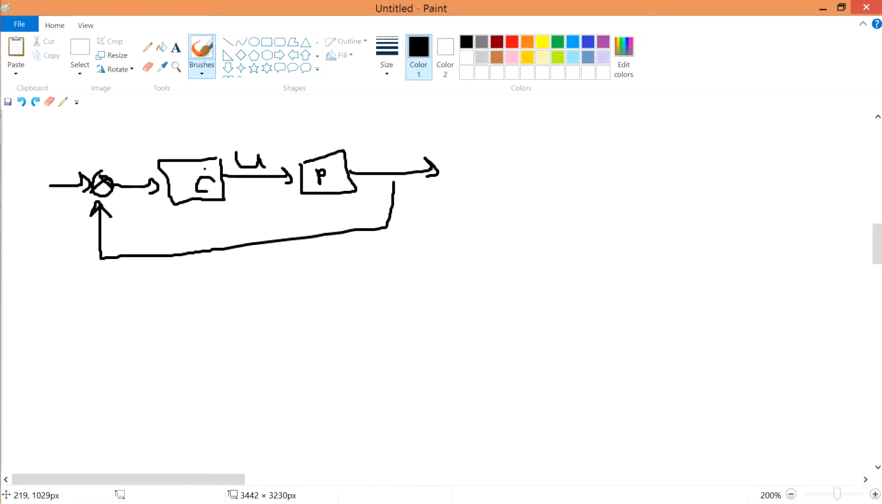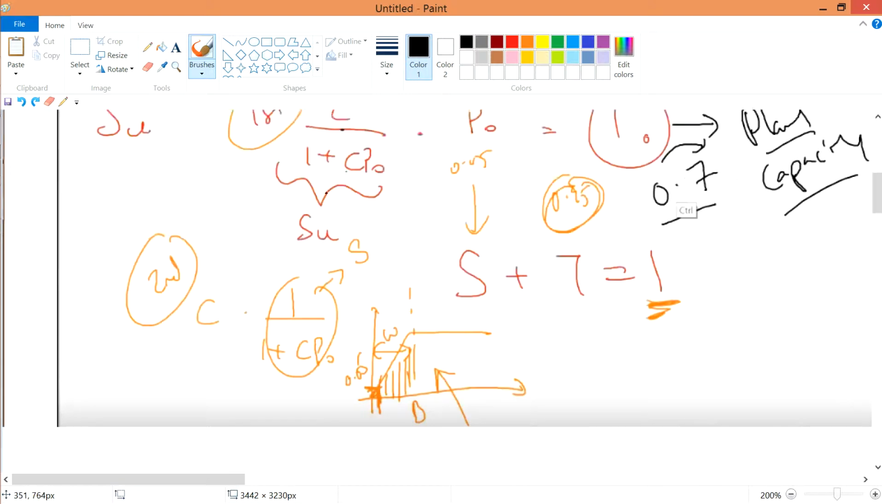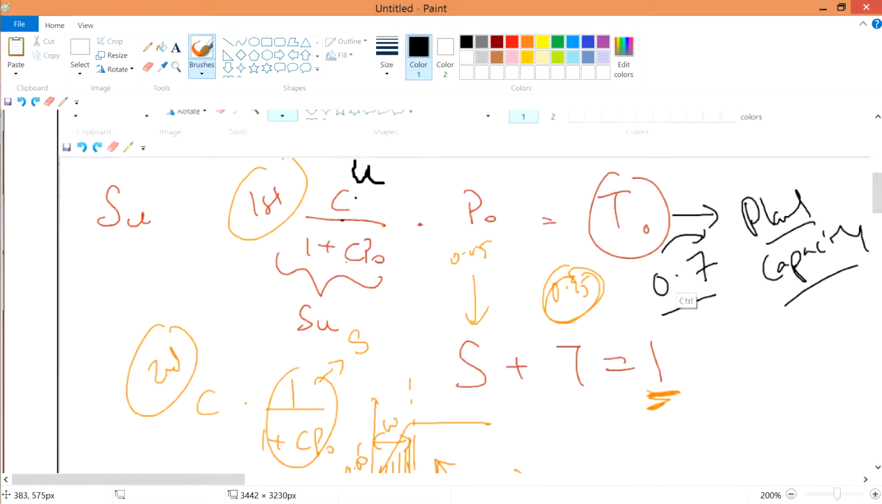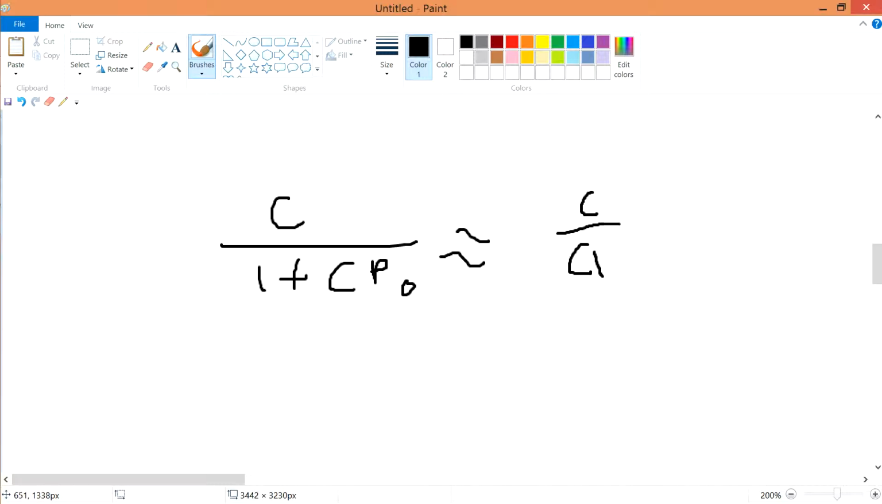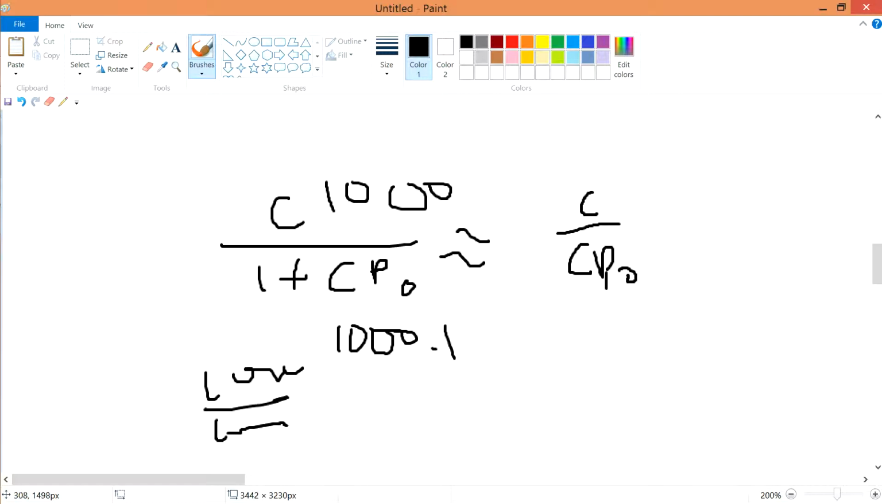So if your controller is very large, for example, this is the equation that we were doing. If C is very large, it's C over 1 plus Cp naught. So if you have a very large C, you approximately become C over Cp naught. You can try it out. If C is equal to 1000 and P naught is 1, for example, then 1000 divided by 1000, you have this C equal to this C. I think you get what I mean.